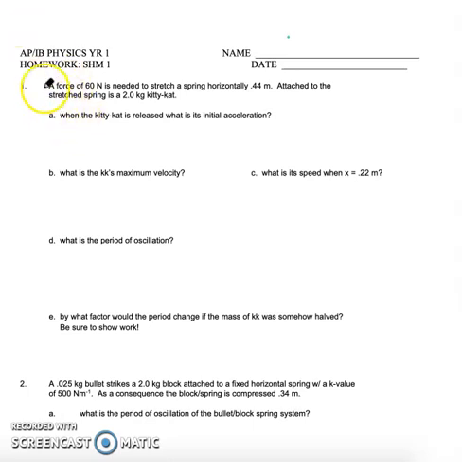Okay, so the first problem, we have a force is given, we stretch it a certain distance, so this is x, and attached to the string we have a mass. We want to know what's the initial acceleration. Well, the acceleration is going to come from the force that was needed to stretch the spring. It's really just a Hooke's law force, but the second law says basically that a is going to be F over m. Now the fact that it's stretched horizontally is important. It means gravity is not going to come into play because it's offset by the normal force.